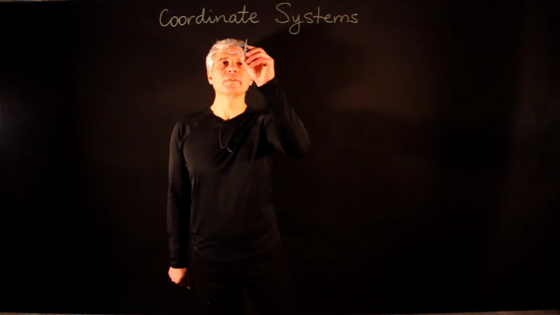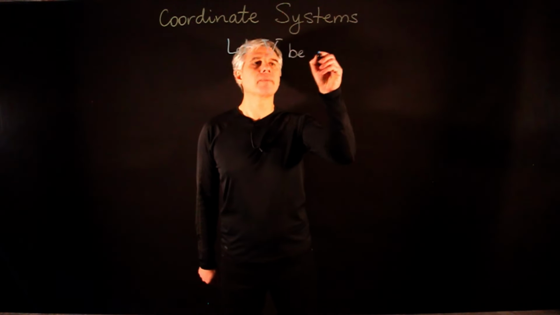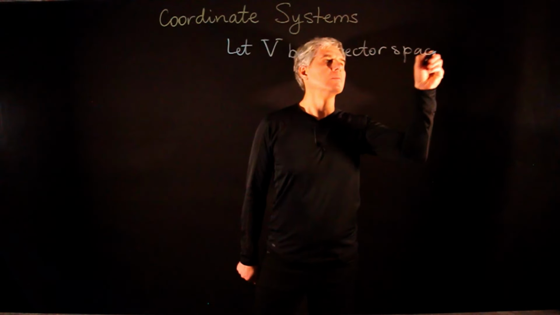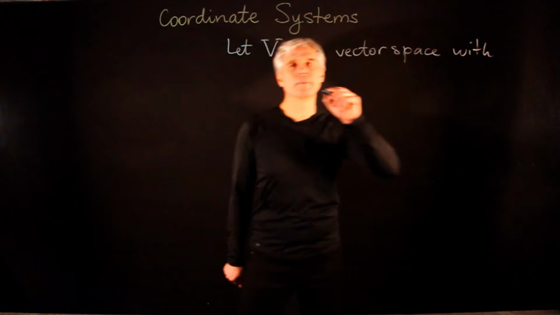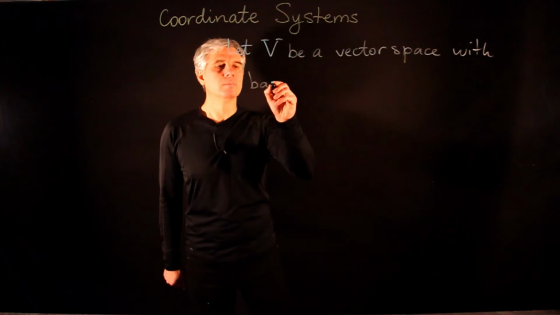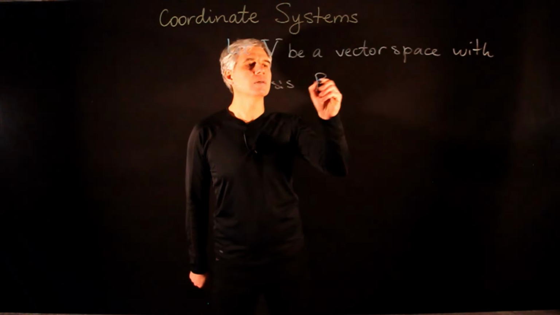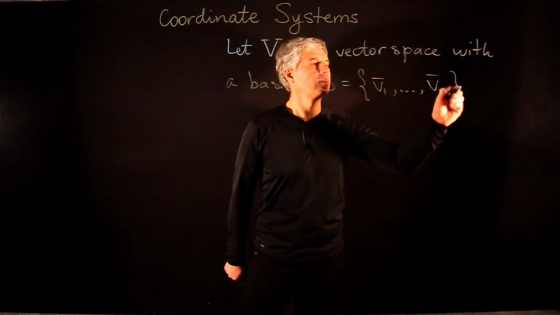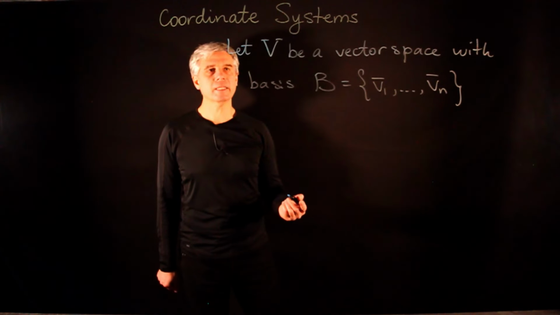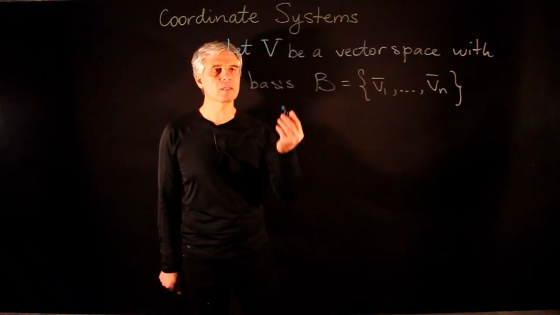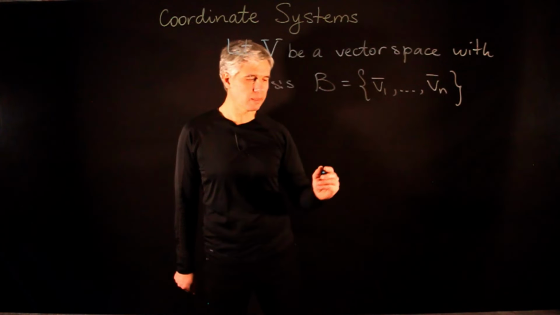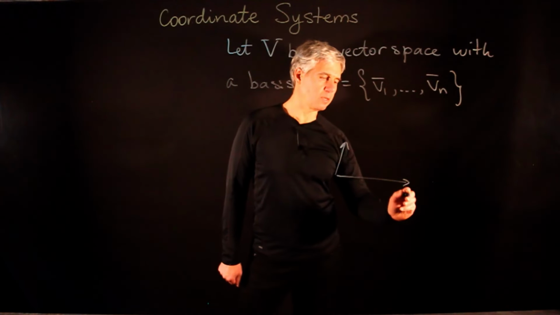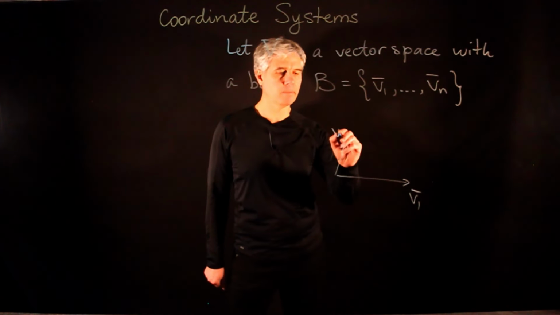So let V be a vector space with a basis B, which is V1 through Vn. As an example, let us consider the case when V is two-dimensional, so that is a plane. And so suppose we have a basis in this plane.